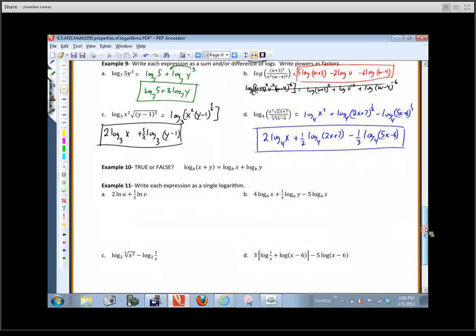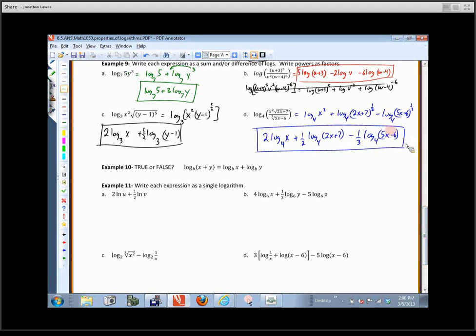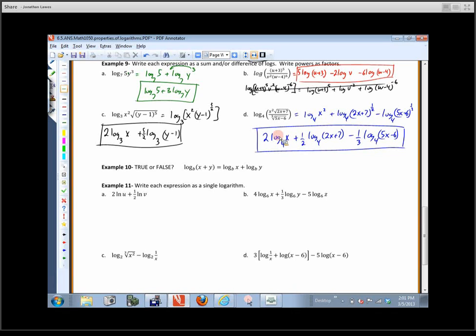I can guarantee you there are times where it is much more useful to work with this than it is to work with this. Calculus would be one example. All right, so let's take a look at example 10 and then we'll go on. Now, what we've done right here is we've used those properties in the forward direction.